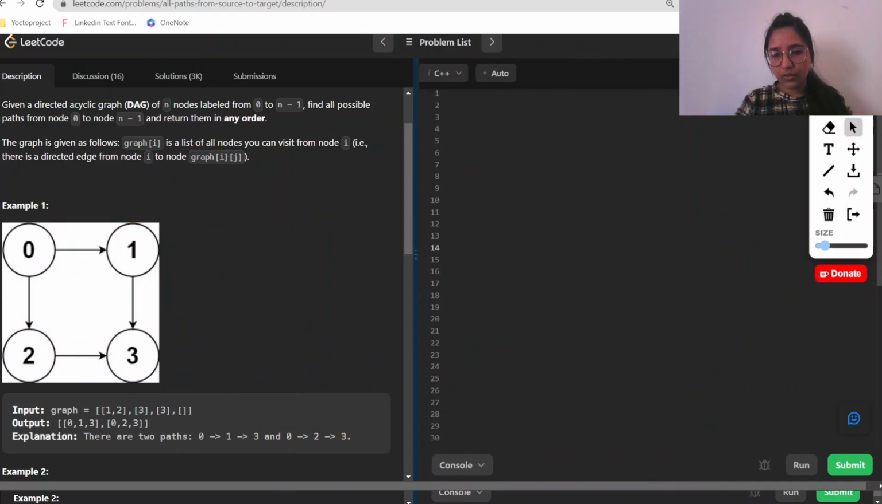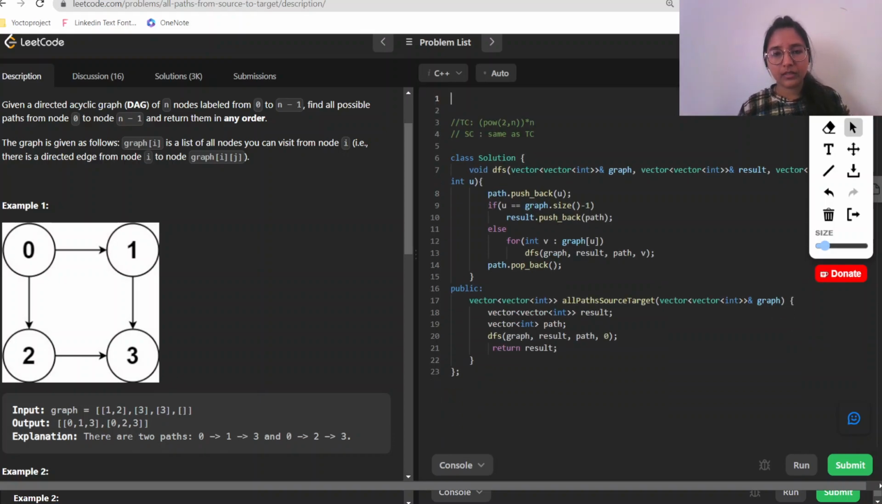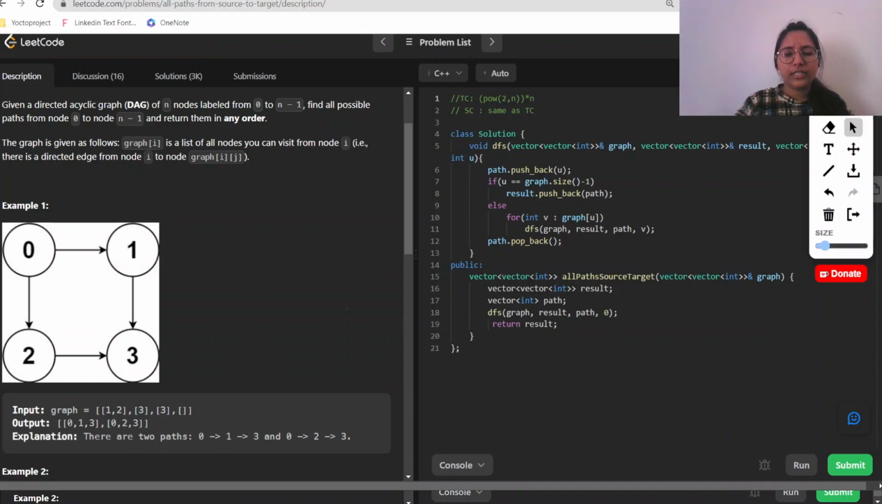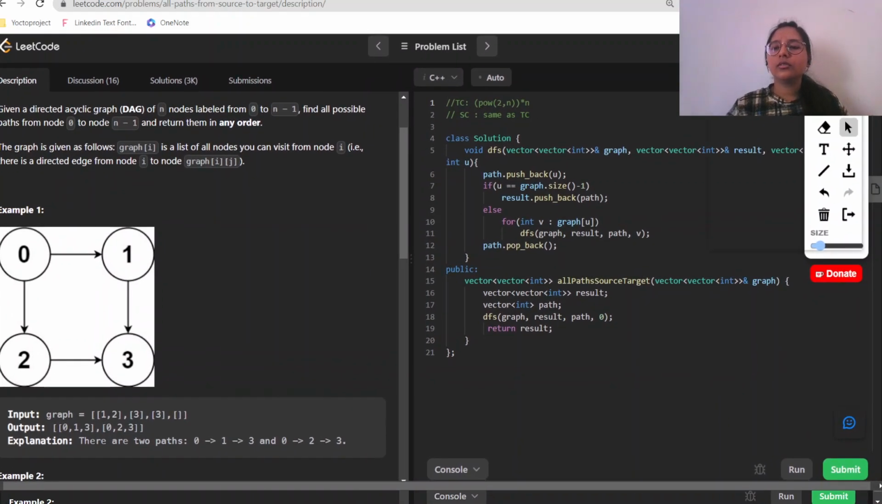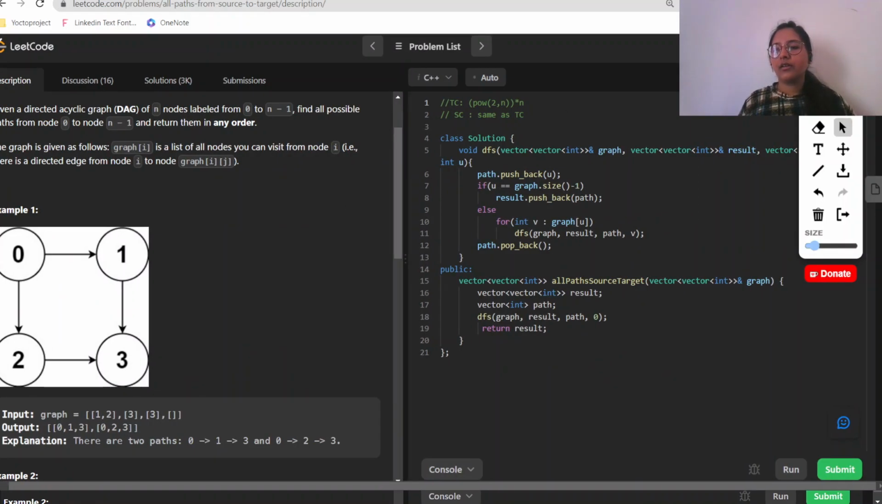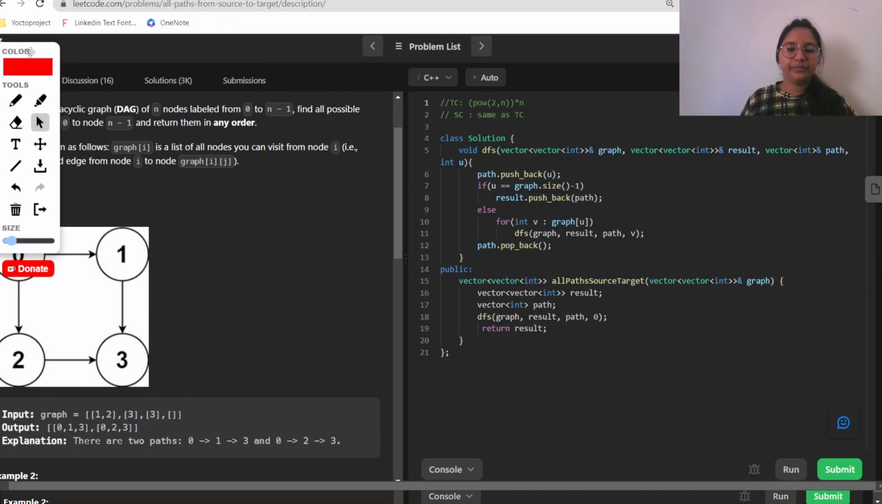So here's the coding part for the same. I'll also explain the time complexity as well. One minute, I'm just trying to scroll it. Okay. So here's the coding part for the same.